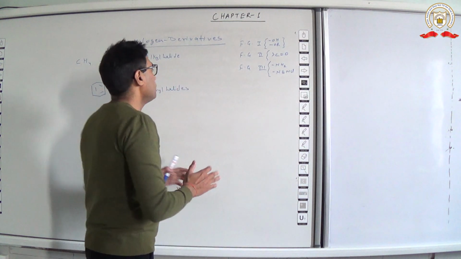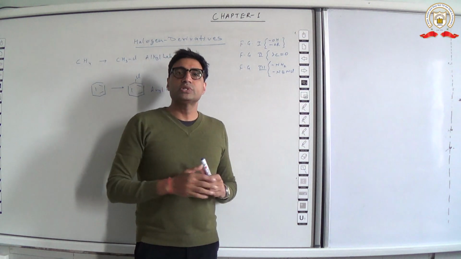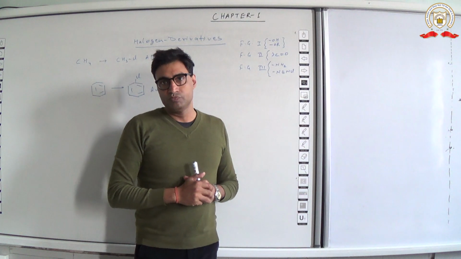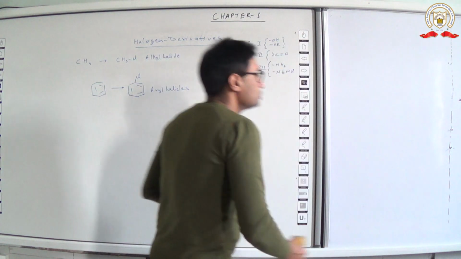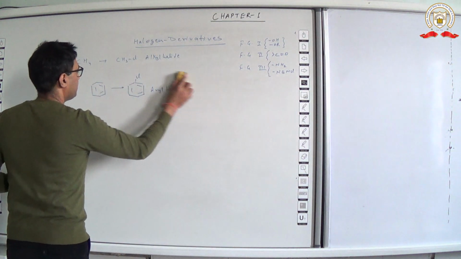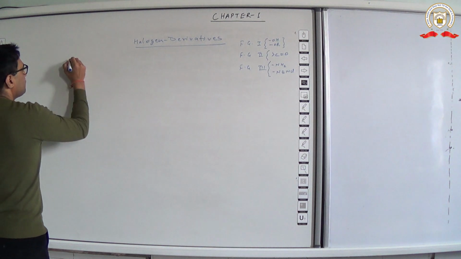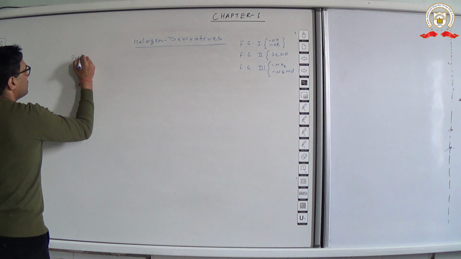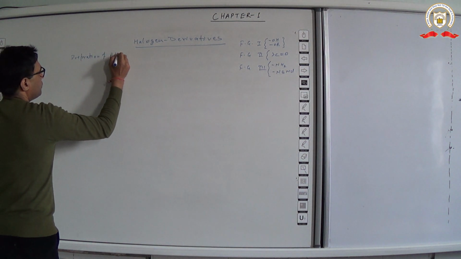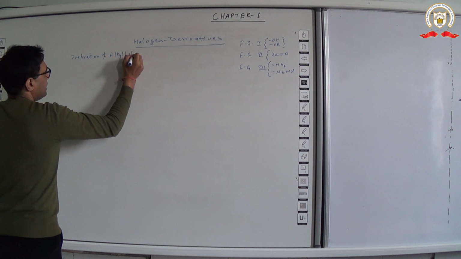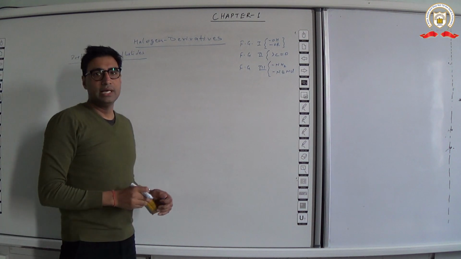So by now we know what is alkyl halide and what is aryl halide. Now the second step which comes is how to prepare them. So we'll study about their preparation. So we'll see the preparation of alkyl and aryl halide. First I am telling you preparation of alkyl halides. How to prepare alkyl halides?